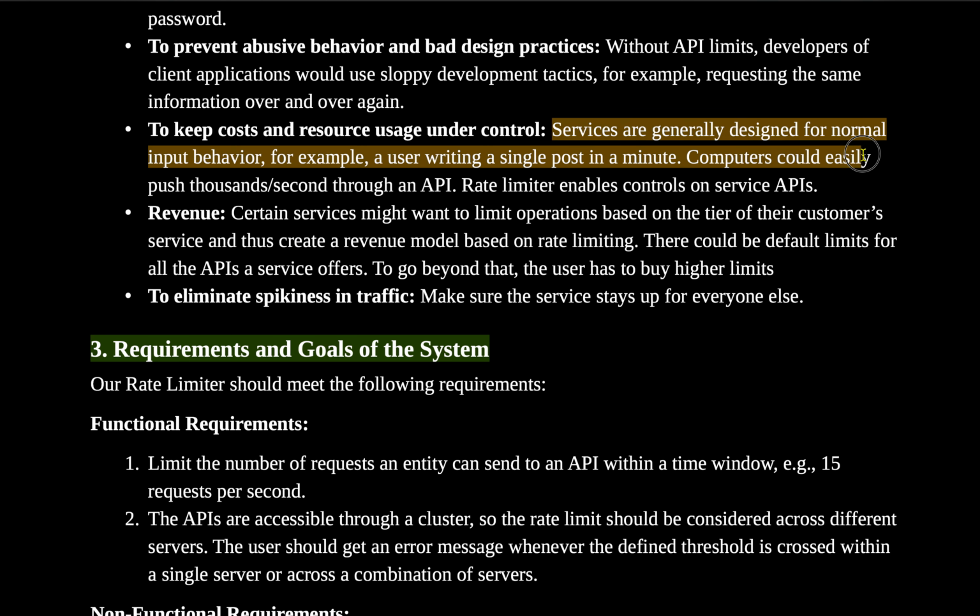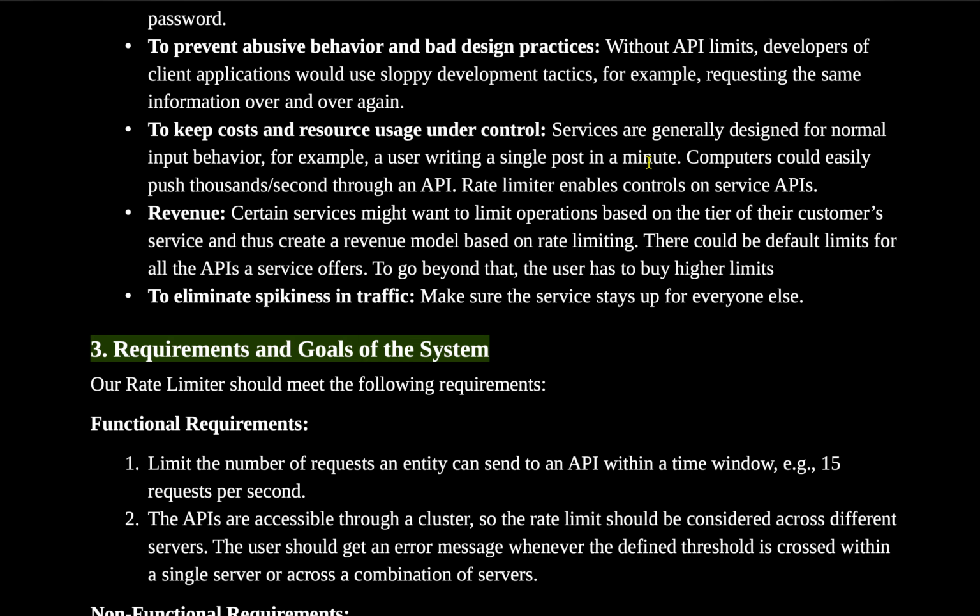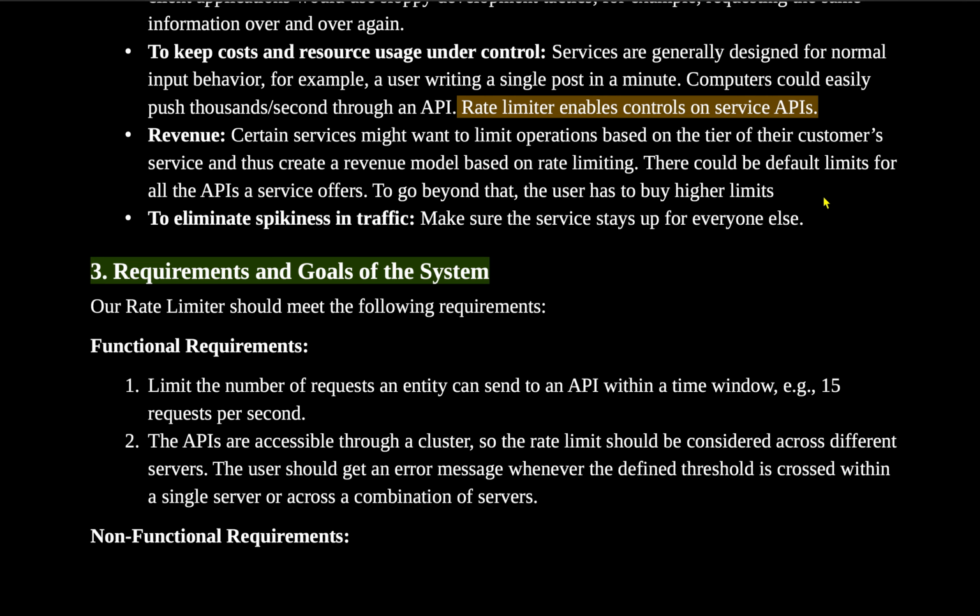Services are generally designed for normal input behavior, for example, a user writing a single post in a minute. Computers could easily push thousands of these requests per second through an API. A rate limiter enables control on the service APIs.